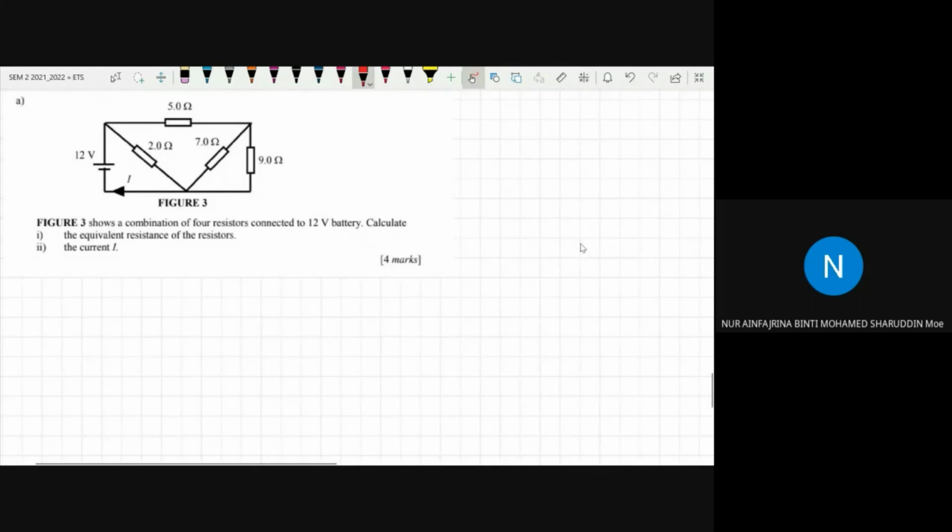Okay, now you may proceed with this one. Okay, that's great. Yang ini, bila dia dah sengit-sengit, remember what I told you guys. Tolong buka balik lukisan dia. Okay, buka balik lukisan dia.